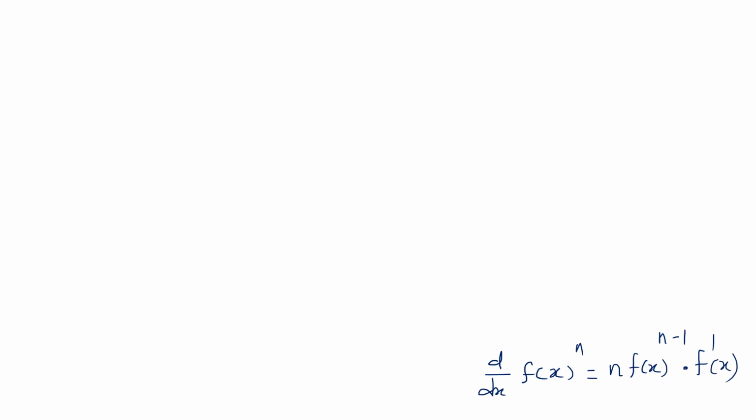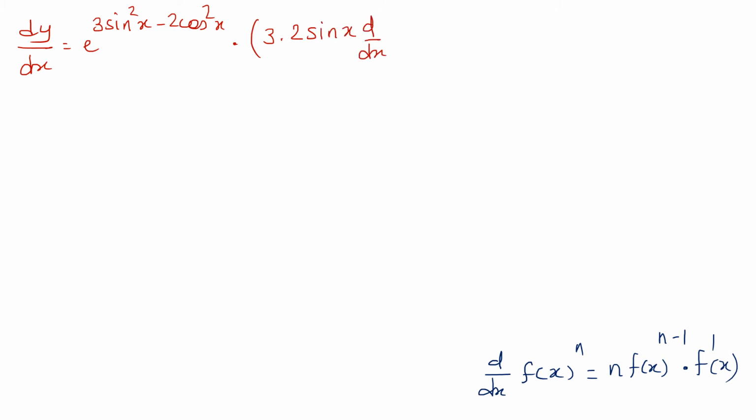So look at this one. What you can write is dy by dx is equal to e raised to 3 sine square x minus 2 cos square x into, this 3 is as it is. Now the derivative of sine square x we want. According to this formula it becomes 2 into sine x into the derivative of f of x. F of x is now sine x, so the derivative of sine x, minus 2 into. Now we are getting the derivative of cos square x. For cos square x it is 2 cos x into the derivative of cos x.